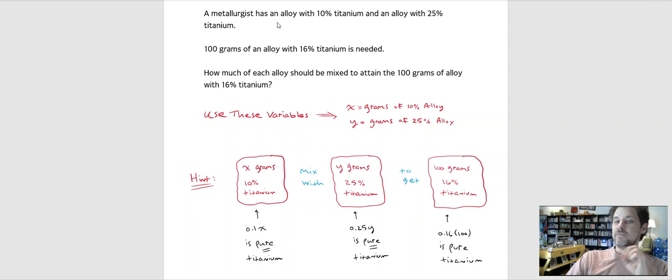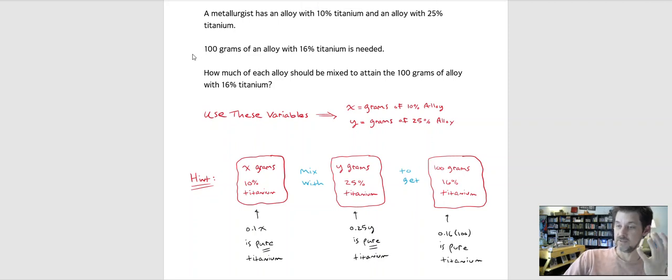Suppose we have two alloys. An alloy is a mixture of metals. One alloy is 10% titanium, and the other 90% something else, and another one where 25% of it is titanium. You would think that if we mix these two together, we would get something in between 10 and 25%, more than 10% titanium but less than 25%. So we want to mix them together and get exactly 100 grams of an alloy that's 16% titanium. That's the situation.